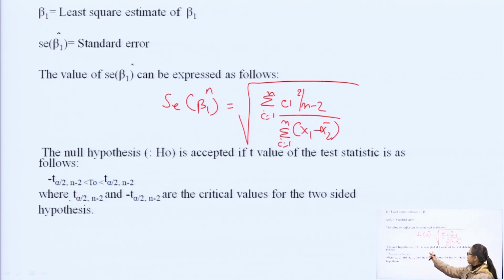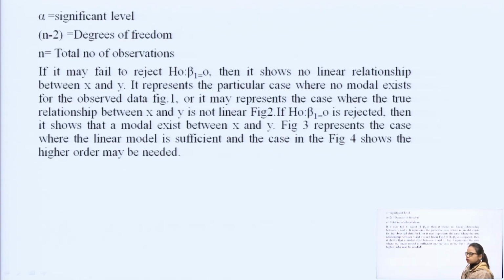The null hypothesis is accepted if the t value of the test statistic lies between minus t alpha upon 2, n minus 2 and t alpha upon 2, n minus 2, which are the critical values for the two-sided hypothesis. Alpha equals the significance level and n minus 2 is the degrees of freedom. You have already read what degrees of freedom is. N equals the total number of observations.